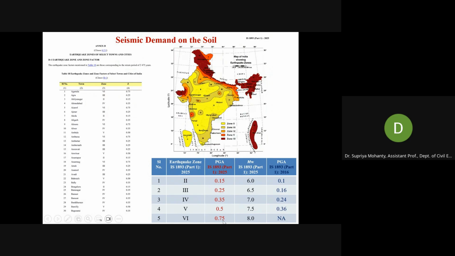So 0.75 is a huge amount, but while designing the structure, we need to be careful while considering the factors. If you compare this with our previous 2016 code, there was no zone 6, only zones 2, 3, 4, and 5, and for zone 2 it was 0.1. Now it is from 0.1 to 0.15, then earlier 0.16, then 0.24 and 0.36. So the maximum PGA value we had considered was 0.36. Now for zone 6 we need to consider 0.75.